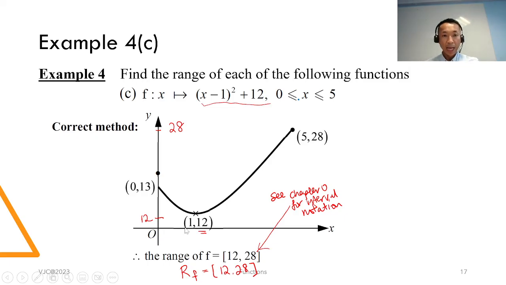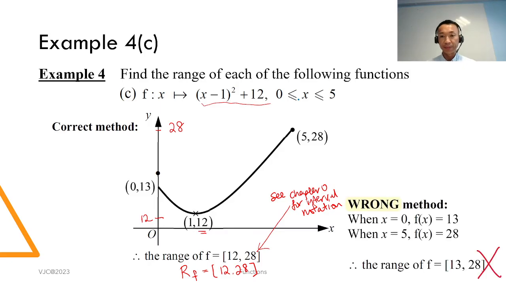Now, I want to emphasize the importance of the graph, because if you don't sketch the graph and if you don't realize that there's a minimum point here at 12, you will never get the correct answer. If you do this, some of us, this is a wrong method. I want to emphasize this is a wrong method.